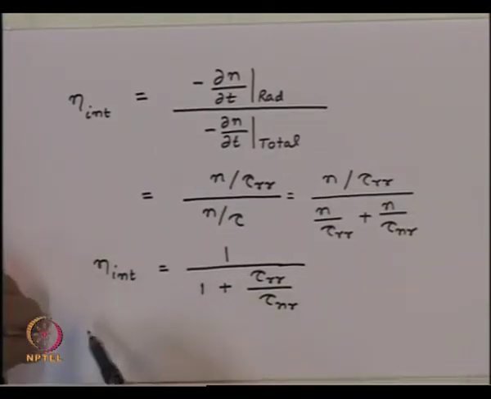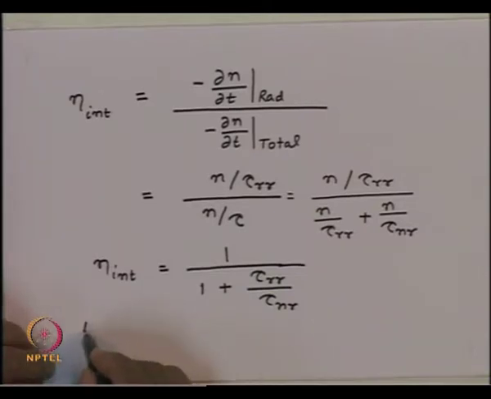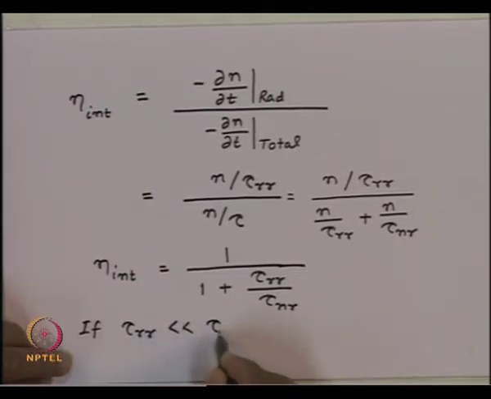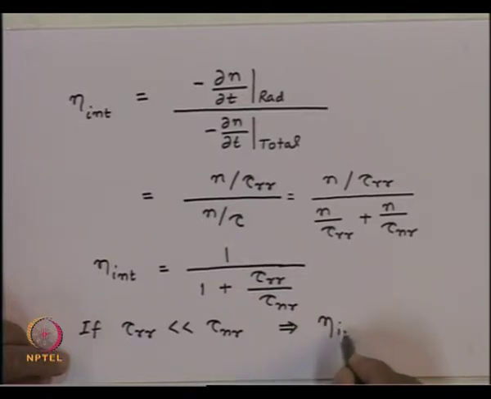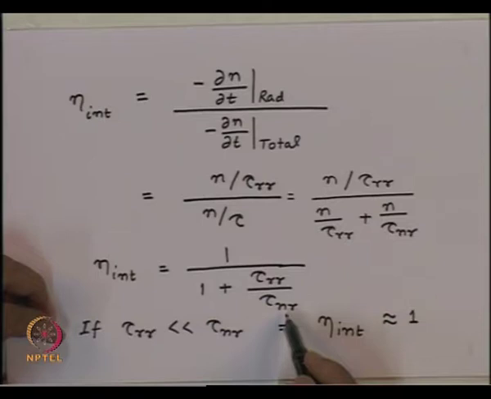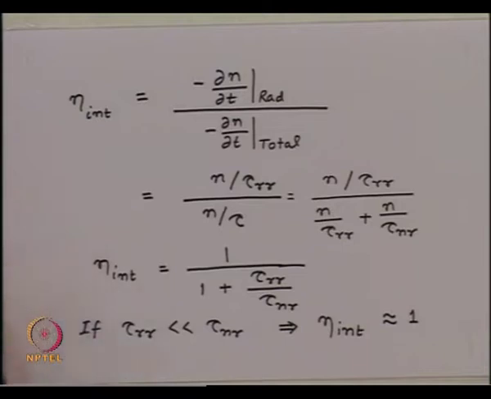So, what we see from here is that if tau RR is much smaller compared to tau NR, then this quantity is negligibly small and internal quantum efficiency is almost equal to 1. So, we say that if tau RR is much less than tau NR, that gives me the internal quantum efficiency almost 1. But if tau RR becomes comparable to tau NR or larger than this, then the efficiency drops very rapidly.